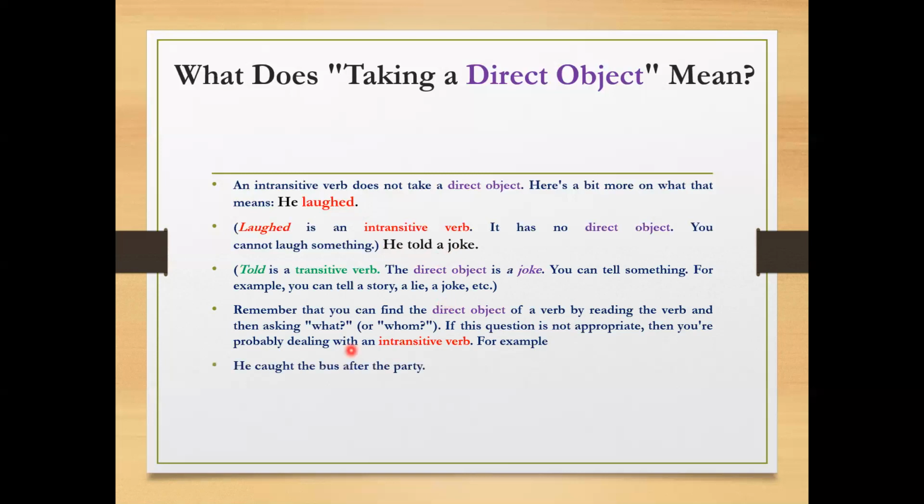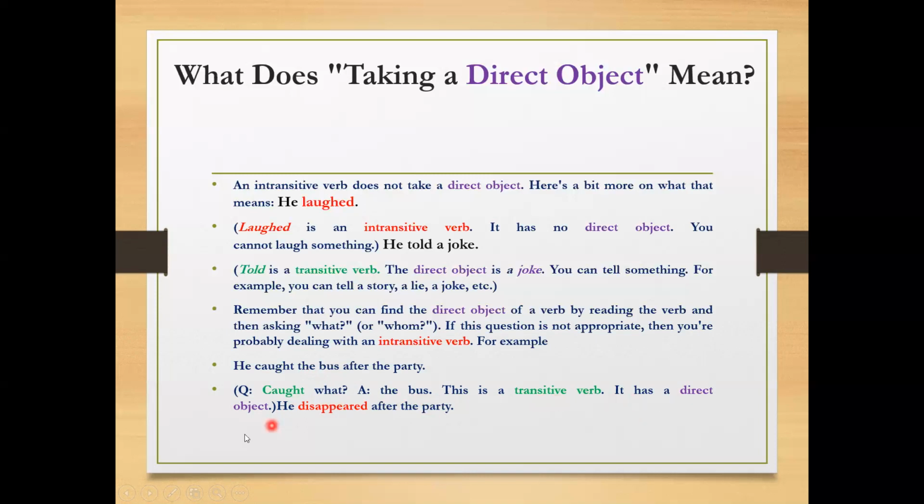Dear students, he caught the bus after the party. Now, if I ask "what he caught?", you say the bus. It means the bus is the object of a transitive verb, and you can change it into passive as well. Caught what? You said the bus. This is a transitive verb. It has a direct object.